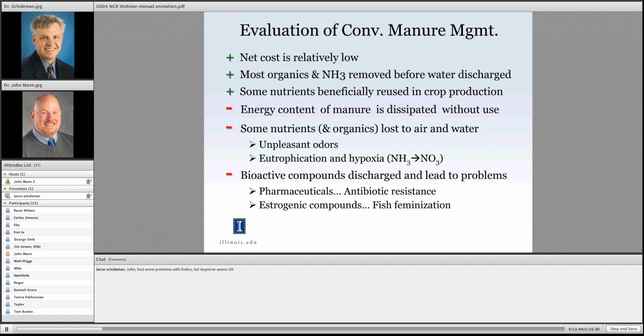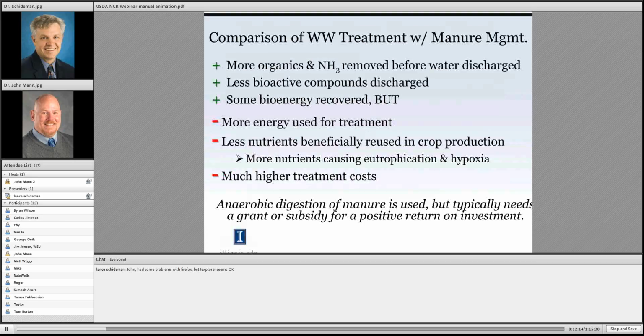And then there are bioactive compounds I mentioned earlier, and those are discharged to the water body to some extent. I mean, there is removal in the soil via absorption, but it is quite common to find downstream of a wastewater outflow or a manure outflow extra antibiotic resistance or fish feminization due to estrogenic compounds making it into the surface water. So those would be things we'd like to avoid if we could.